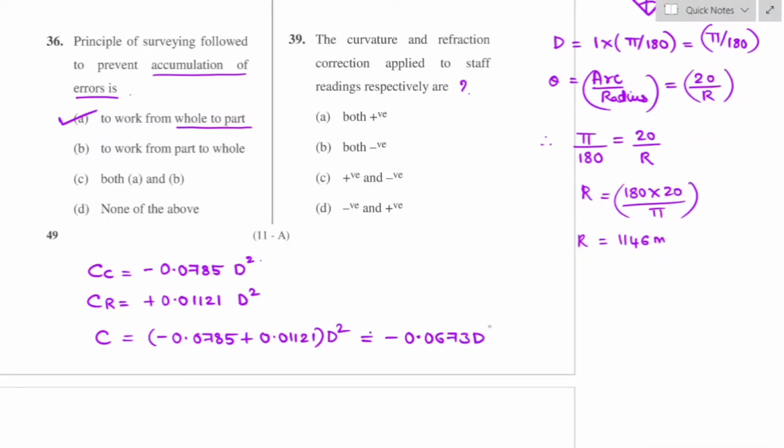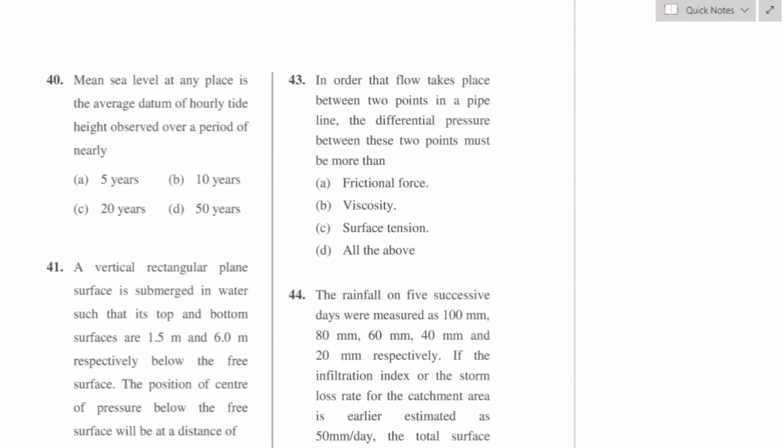0.0673 d square. So in the given question it is asked about the curvature and refraction corrections. So it will be always negative and positive. Option B is the right answer. Curvature correction will be always negative and refraction correction will be always positive. Question number 40. Mean sea level at any place is the average datum of hourly tide heights observed over a period of nearly 20 years. Usually mean sea level is taken for a period of 20 years. Option C is the right answer.